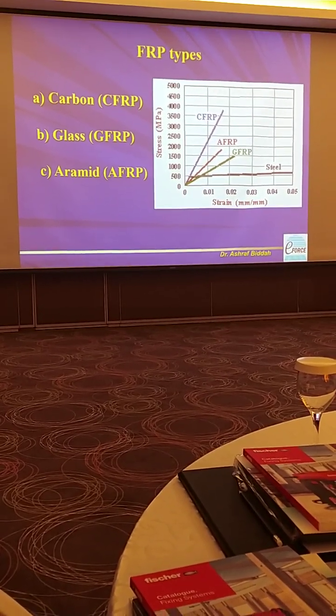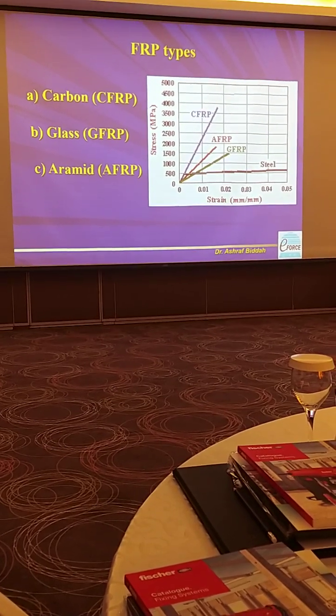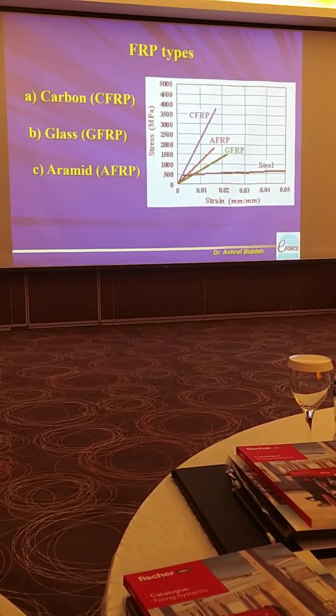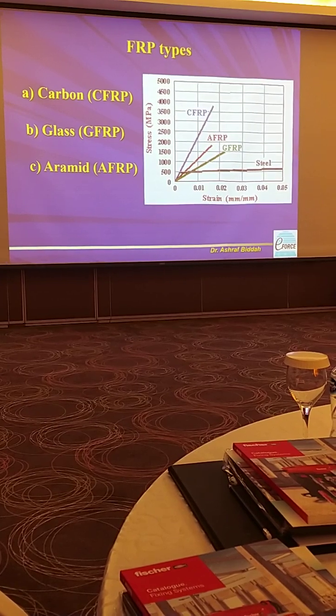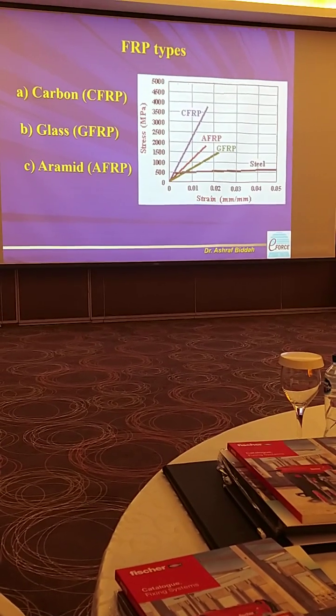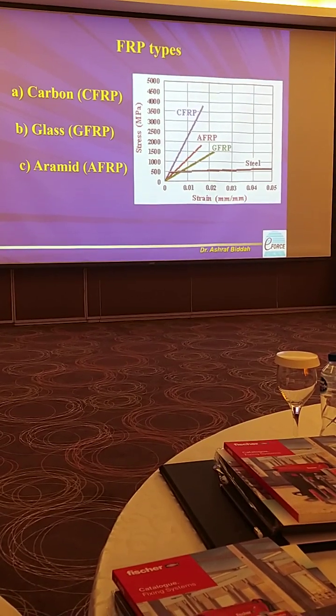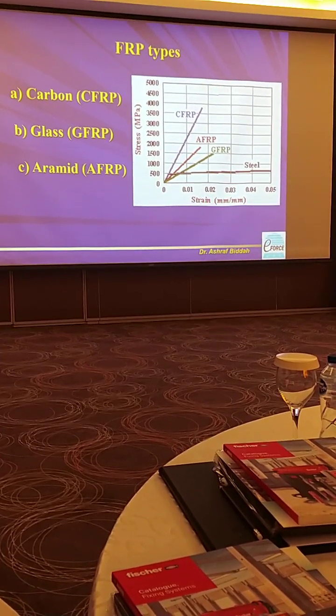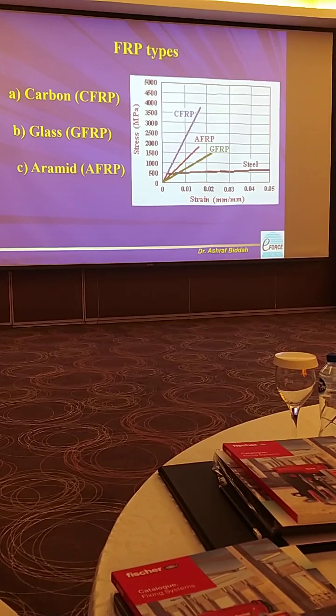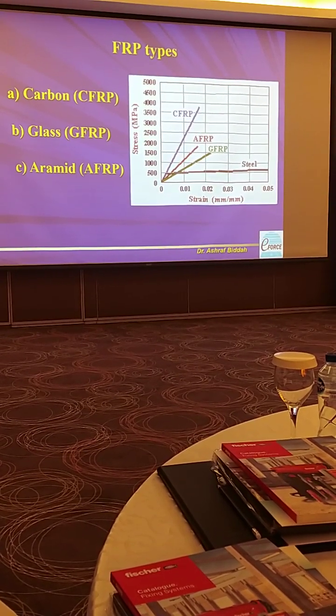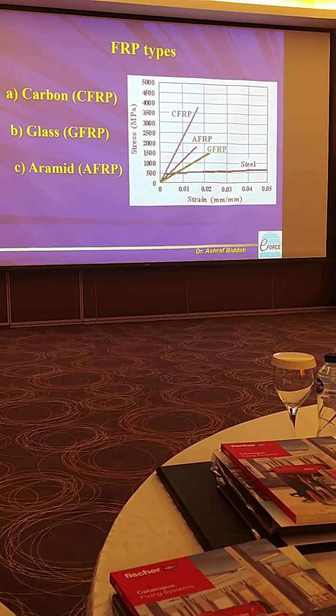First of all, the steel is ductile. The CFRP is brittle. The CFRP has almost the same Young's modulus as the steel, but the glass has a very weak Young's modulus compared to the steel. The Aramid is something in between.